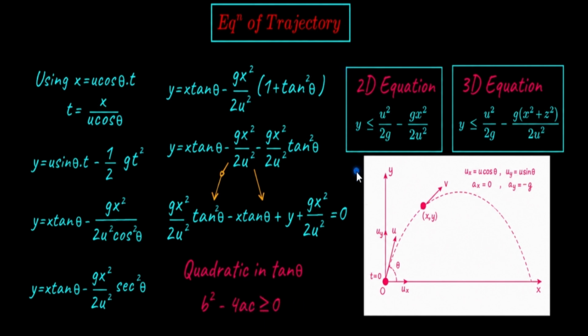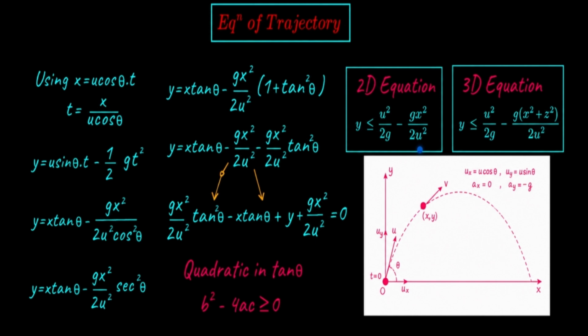I rearrange to isolate y. 2g y upon u square less than or equal to 1 minus g square x square upon u to the power 4. Taking u square to the other side and simplifying, y less than or equal to u square upon 2g minus g x square upon 2u square. This is the inequality. It tells us that y must be less than or equal to this expression.